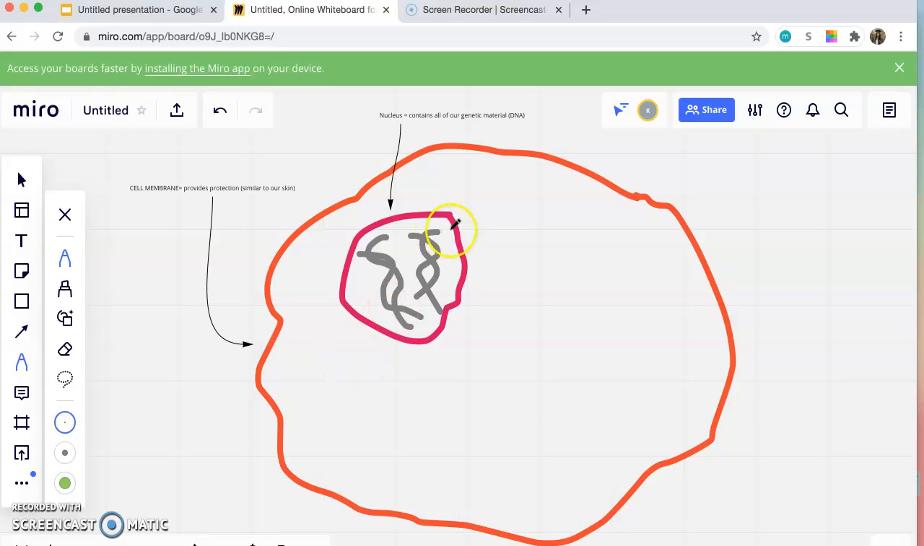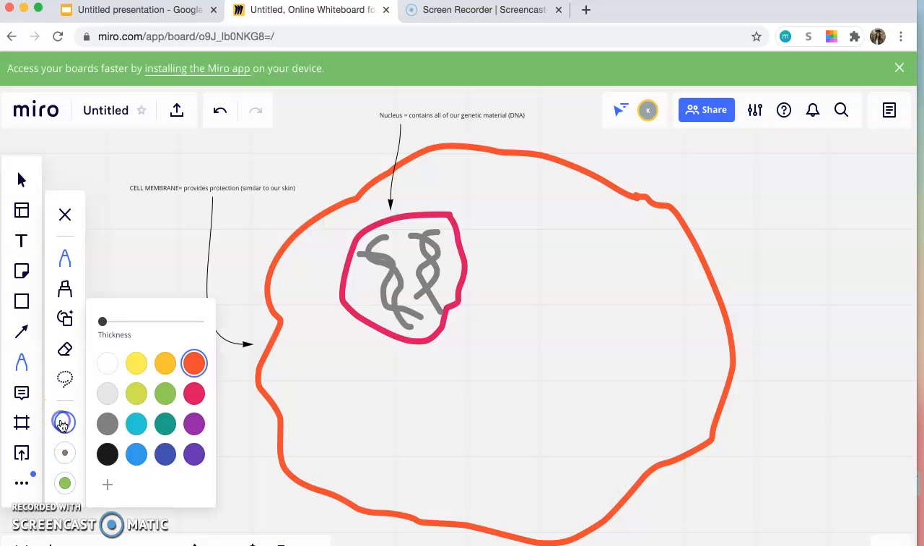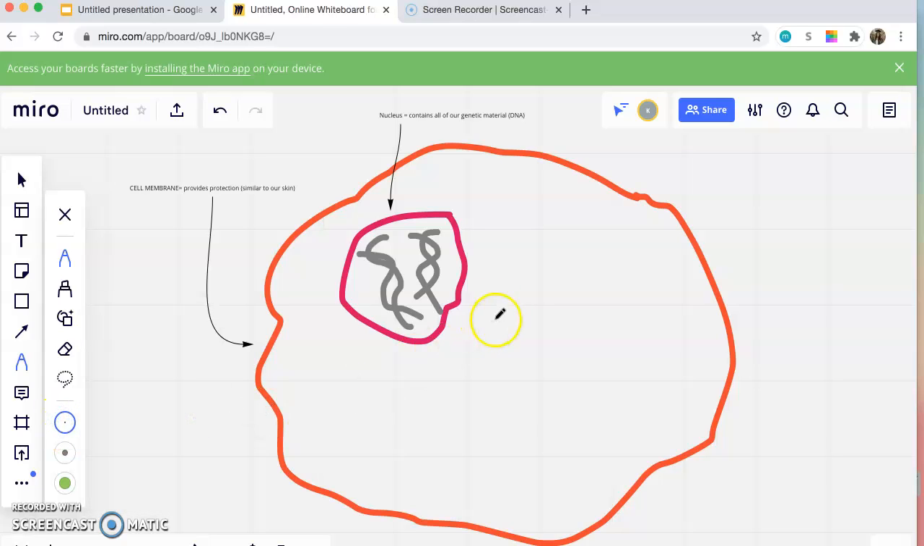All right, next we're going to go into the rough endoplasmic reticulum. And I do need to choose another color for that. Go with purple. I'm just choosing different colors for each organelle to keep it organized and structured, just like you guys should. So we should be choosing different colors for each organelle.